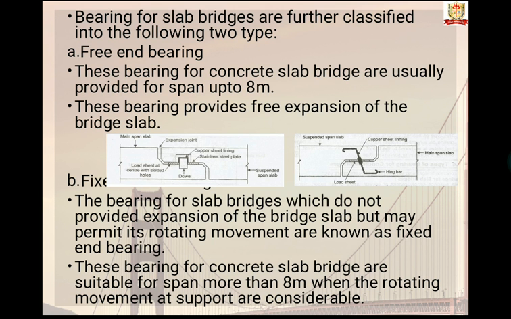Bearings for slab bridge are further classified into the following two types: free end bearing and fixed end bearing. Free end bearing: these bearings for concrete slab bridges are usually provided for spans up to 8 meters. This bearing provides free expansion of the bridge slab.